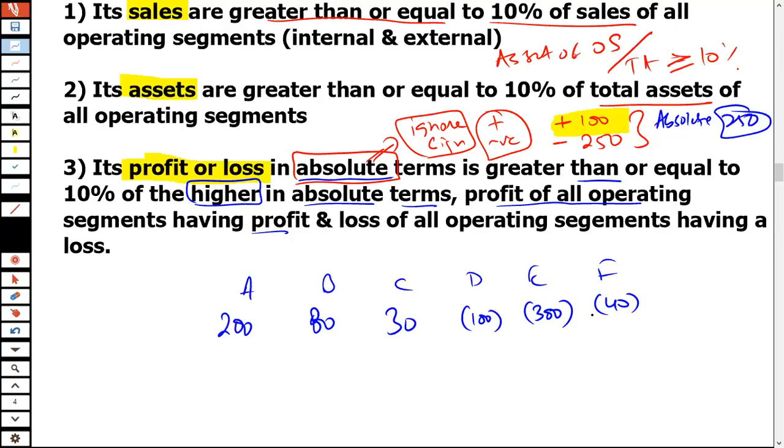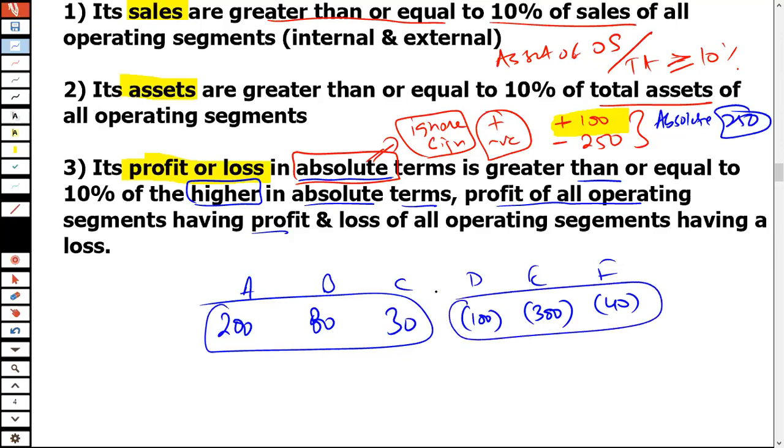So the accounting standard says you have to add up the profit of all profit making segments, and you have to add up the loss of all loss making segments. So 200 plus 80 plus 30 gives you 310 as the profit. If I talk about the loss, 100 plus 300 plus 40 gives you 440 as the loss of all operating segments that had a loss in the current year.